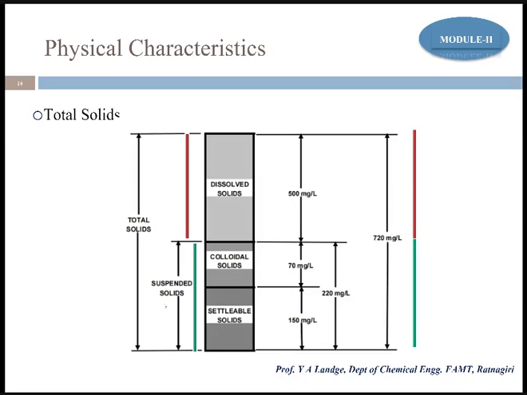Okay, and this is the range I'll mention. If the total solid has 720 milligram per liter, then the dissolved solid has the maximum, around 500, and the suspended one around 220. If you take the ratio of these two, you will find that more dissolved solid is present and less suspended solid is present in it.